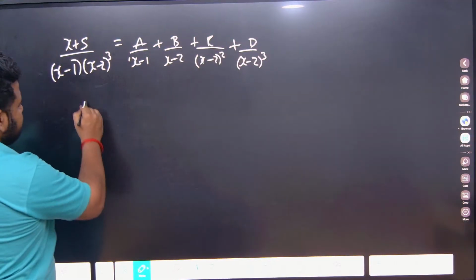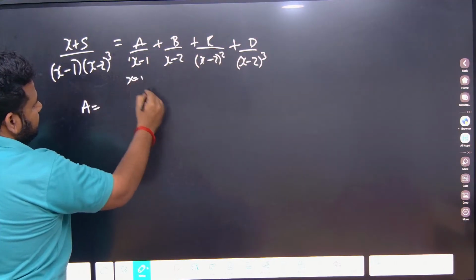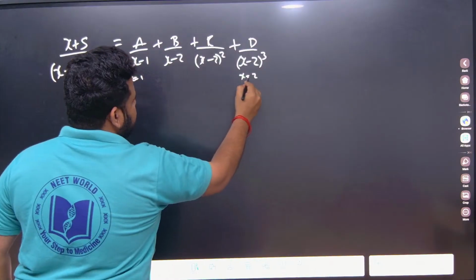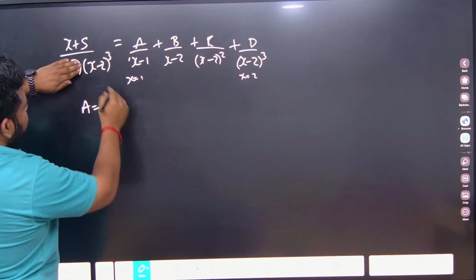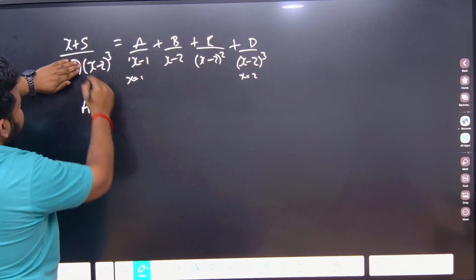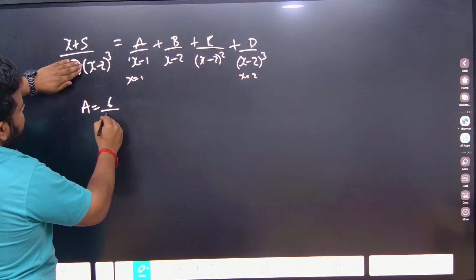So to find A, what should I do? X is what here? 1. To find D, x is 2. Okay, so first let me find A. Put the value x is equal to 1. So A is equal to 5 plus 1, that is 6.